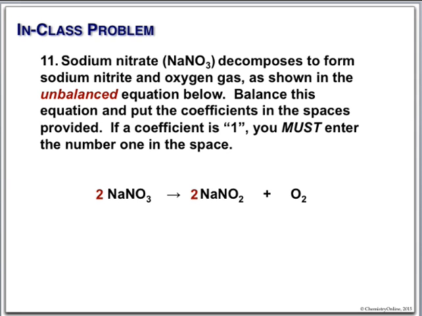Now let's look at our oxygens. We know we have 6 on this side. We now have 4. 2 times 2 is 4. 5, 6. So we're balanced. But remember the 1. Stick the 1 in, just so I know that you know what you're doing.